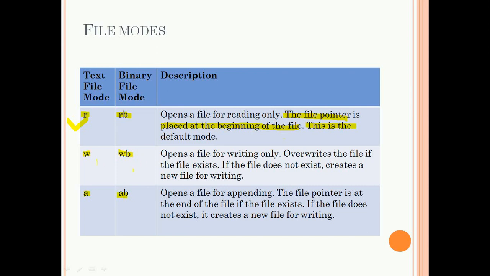In case of write mode, it opens a file for writing only. It overwrites the file if the file exists. If the file does not exist, it creates a new file for writing. That means if the file exists, the data before writing will be lost.